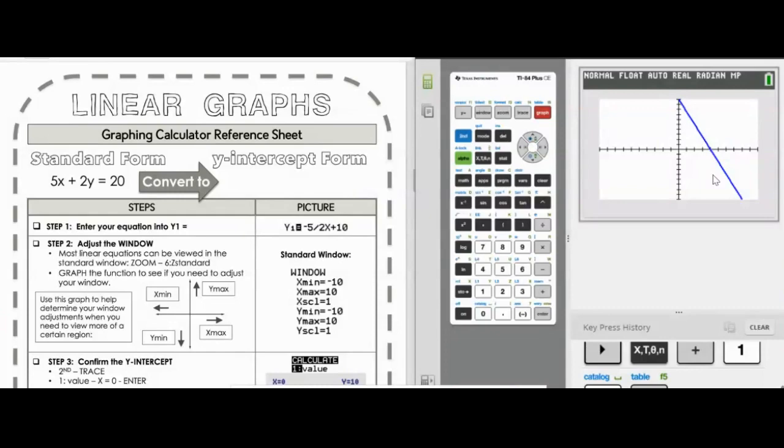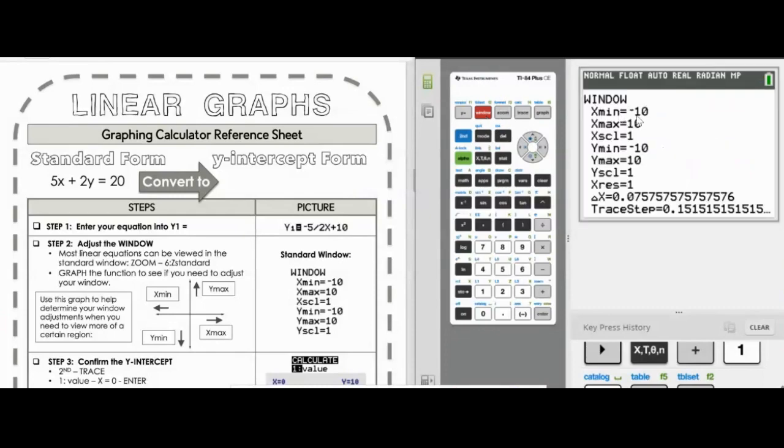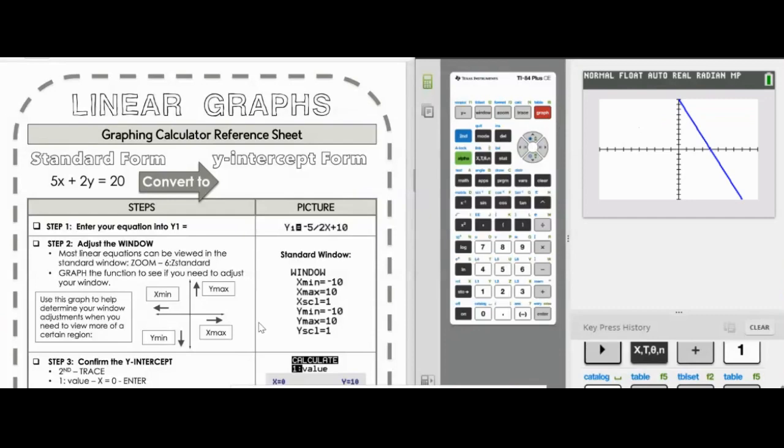If you ever need to make an adjustment to your window, you can use the button at the top of your calculator that says Window. You can see right now what the settings are. The x-axis goes from negative 10 to positive 10, and the y-axis goes from negative 10 to positive 10. You can adjust any of these numbers to make one of your axes longer or shorter if needed. Now let's go back to the graph, and we'll move on to step number 3.